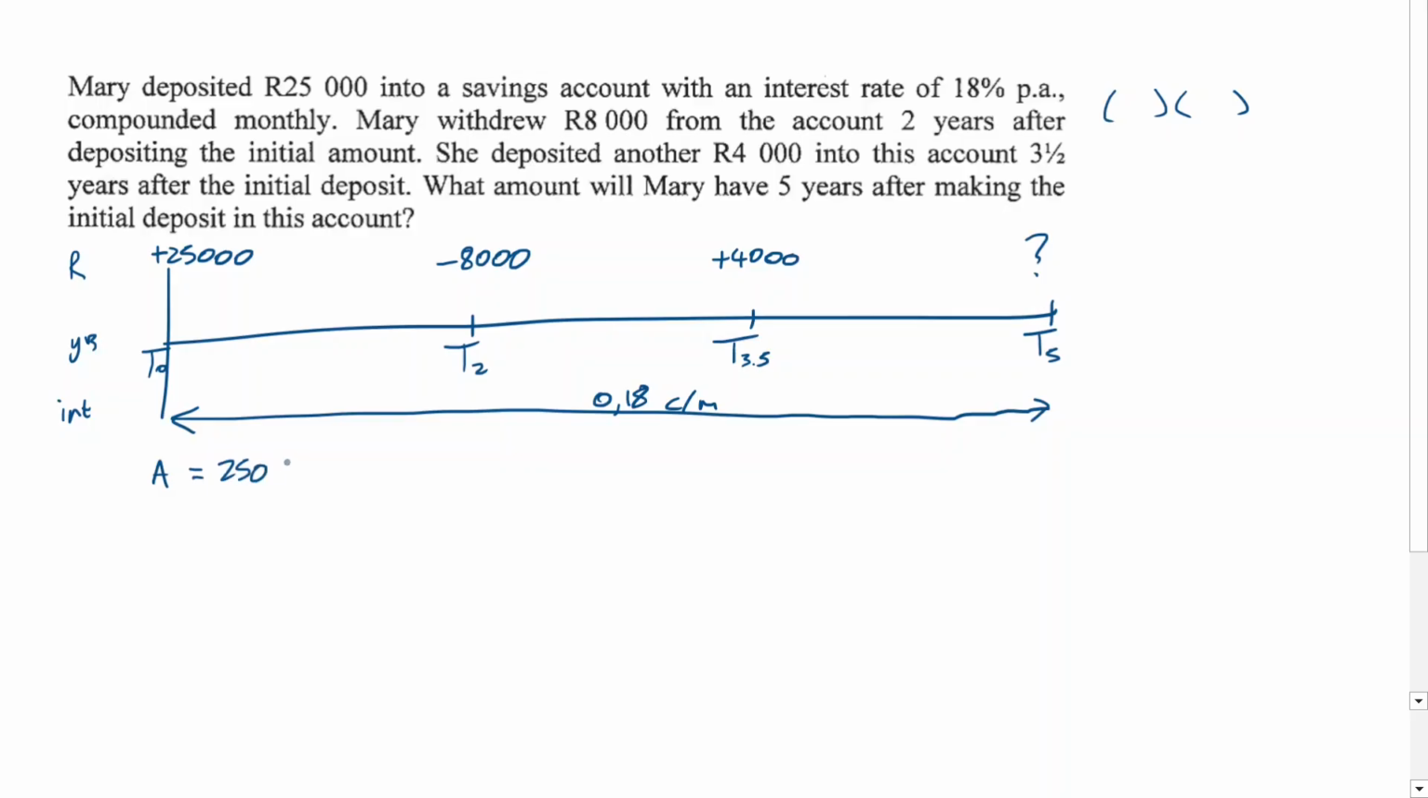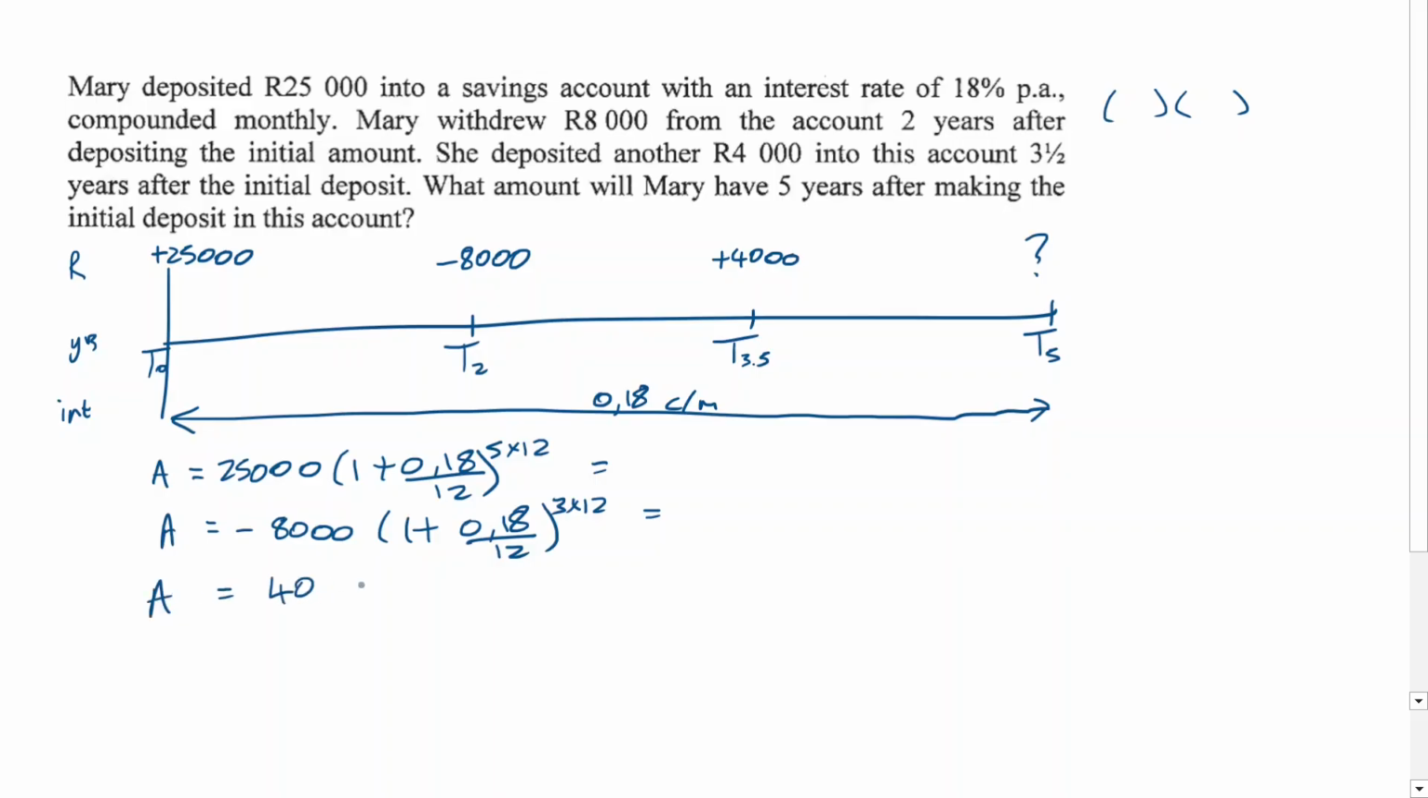And so I put in the 25,000. The interest rate for all these questions will just be 18% compounded monthly. And I follow the 25,000 right until the end. So it's for 5 years times 12 times the compounding. Then I also saw there was another amount of money. There was a minus 8,000 Rand, and that was the same interest rate, but following from here 2 years till the end. It's only 3 years left. And the last amount of money, the 4,000 Rand that came into the question, that was happening for how many years remaining? It's just 1.5 years remaining times the compounding.